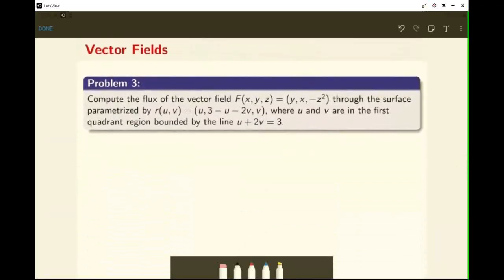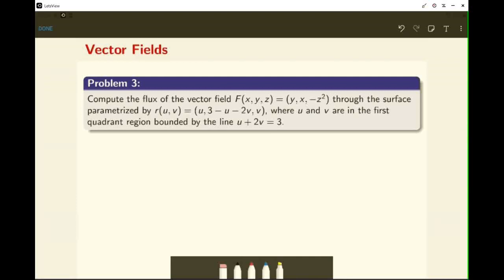Alright, so the problem that I want to go through here: we've got a vector field. Computing the flux of a vector field through a surface is the integral of it against the surface element.